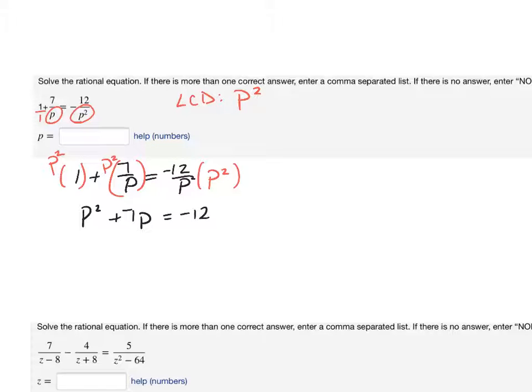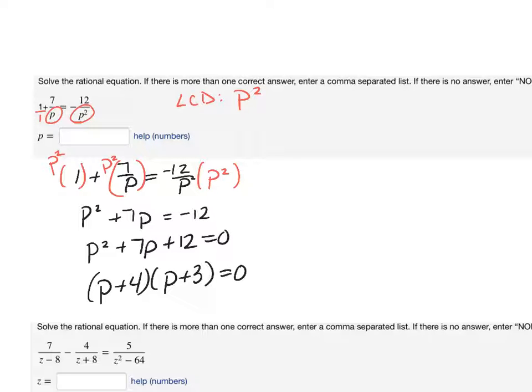Okay, so this is a quadratic, and I'm going to treat it as such. So I have p squared plus 7p plus 12 is equal to 0. I'll bring everything to one side. And I'm going to factor it if I can factor it. If I can't, I can throw in the quadratic formula. So it's going to be p plus 4, p plus 3 is equal to 0. And so my two p values are p is equal to negative 4 from the first one and negative 3 from the second one.